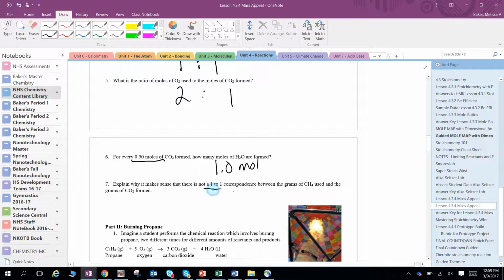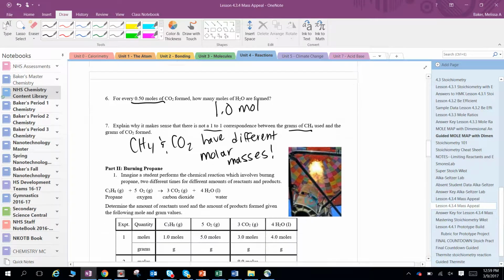Why does it make sense there's not a 1-to-1 correspondence between the grams of CH4 and grams of CO2? CH4 and CO2 have different molar masses because carbon dioxide is a more massive molecule. So if you have 1 mole's worth of each of them, they're not going to weigh the same. Those oxygen atoms are larger.